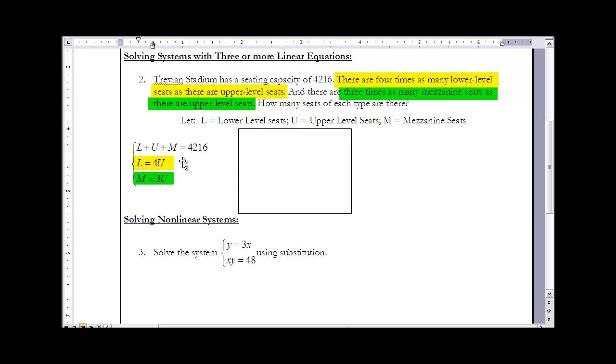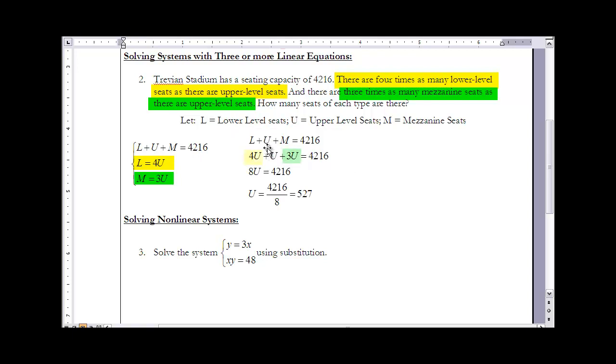So now I have 3 equations and 3 unknowns. I should be able to solve this for each of those variables. Now, you'll notice that both L and M can be expressed in terms of U. So what I'm going to do is replace L with 4U, and replace M with 3U. Therefore, this top equation, when I rewrite it, will be all in terms of U.